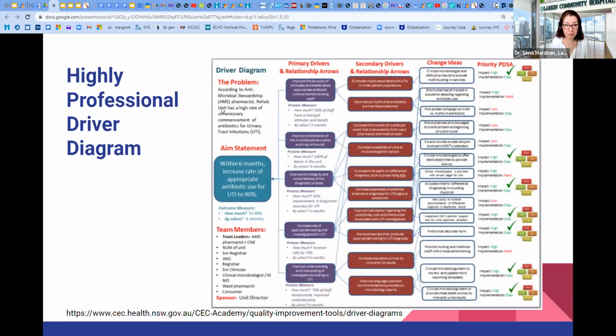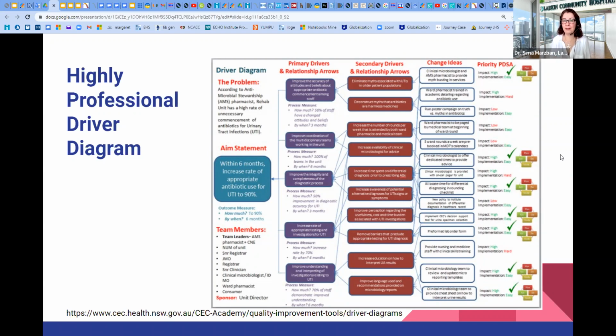This is the aim statement. What's the problem? What's the aim statement? Who are the team members? Primary drivers that result in achieving this aim. What are secondary drivers? What are change ideas and what are priorities for a PDSA project. So from now, I expect to have poster presentations like this.